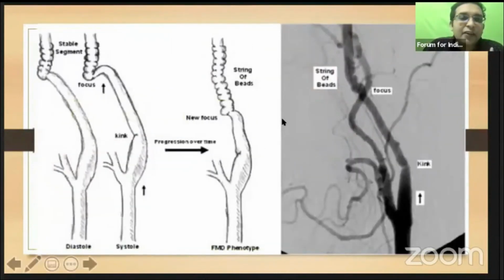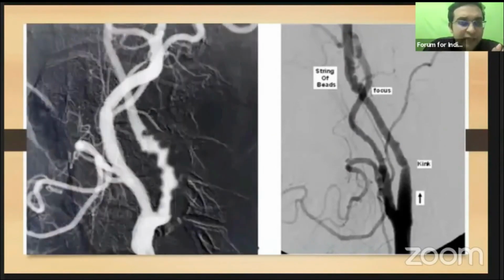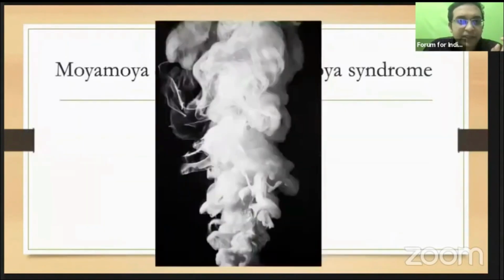The classical string of beads appearance, this is the angiogram, a string of beads pattern we see, is classically seen in fibromuscular dysplasia. You can see the string of beads appearance.